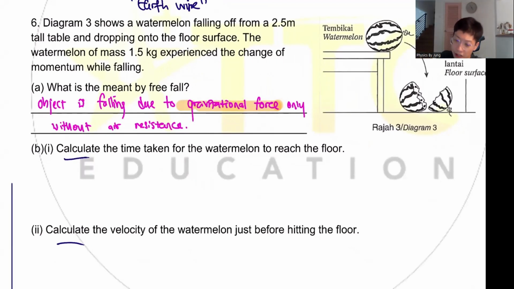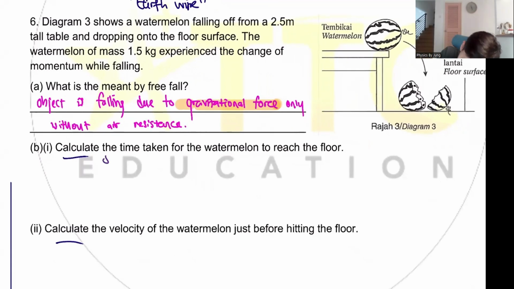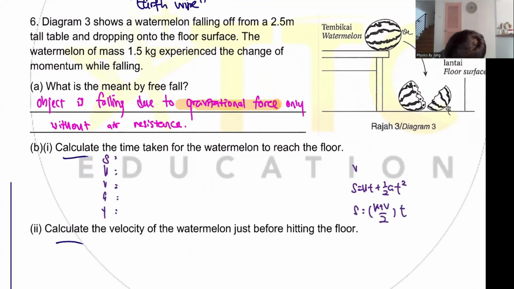Okay, calculate the time taken for the watermelon to reach the frog. This is where Jung Hao introduced something called SUVAT. The SUVAT has a lot of formulas. S equals ut plus half at squared. S equals u plus v over 2 times t. v equals u plus at, and v squared equals u squared plus 2as. So we have many formulas here.